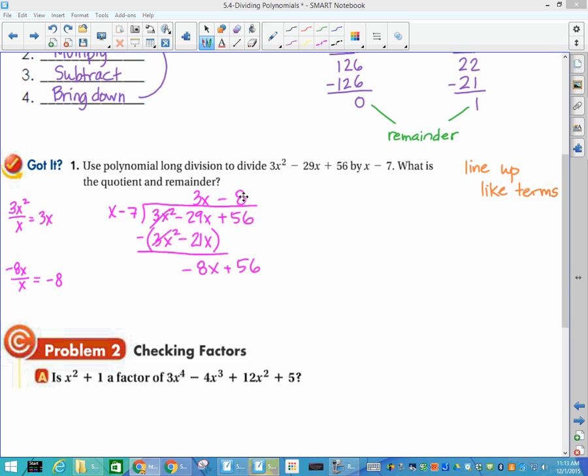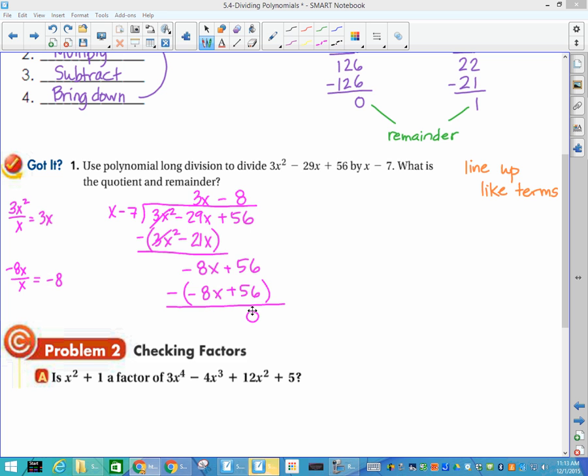And I'm multiplying. Negative 8 times negative 7 is positive 56. Negative 8 times x is negative 8x. And again, those two need to be the same. And if you look at this, these are the same also. So when you have something and you subtract it out, you're going to be left with 0.